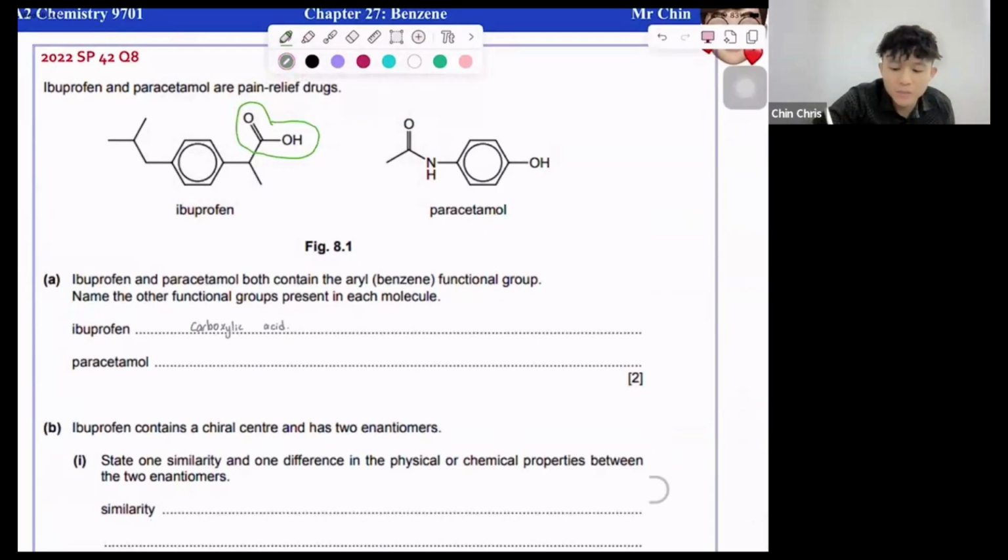What about paracetamol? Guys, if you have an OH attached, we don't call it alcohol anymore. If it attaches onto the benzene ring, we call it phenol. This is something new, you haven't done it yet, so I'll give you the answer. We call it amide. That's it.